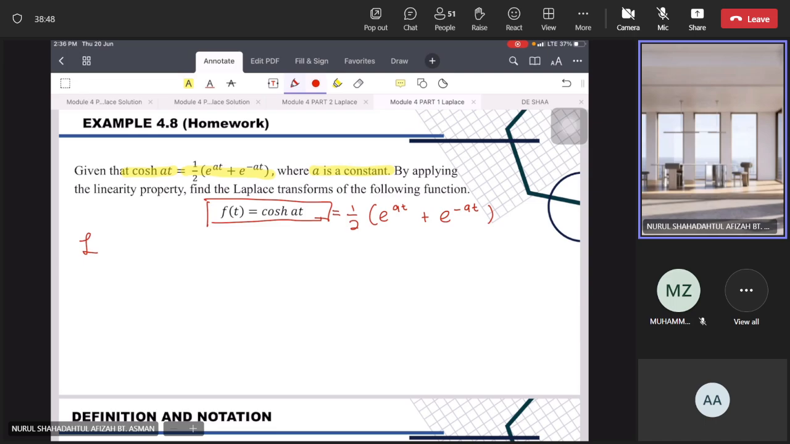So this is the function cos AT, and then you get the Laplace s over s square minus a square. So for this question, you need to prove how to get this one. So these are the steps on how you get this one.